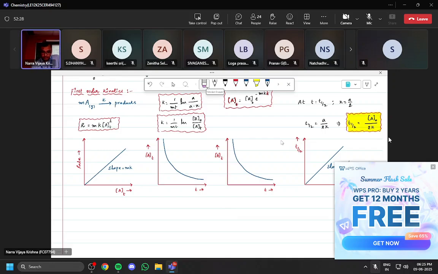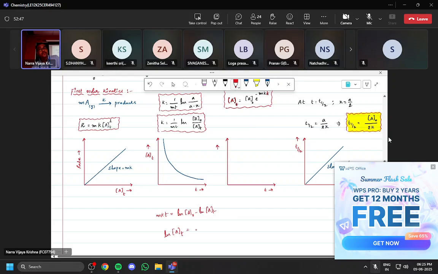Now, see this. Instead of writing the At versus t graph, I am writing this MKt to this side. So, MKt equals log A naught minus log At. Can I write it? Bring this term to this side: log At equals minus MKt plus log A naught.